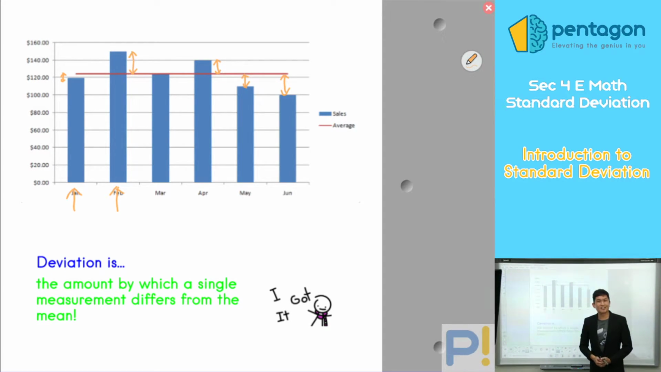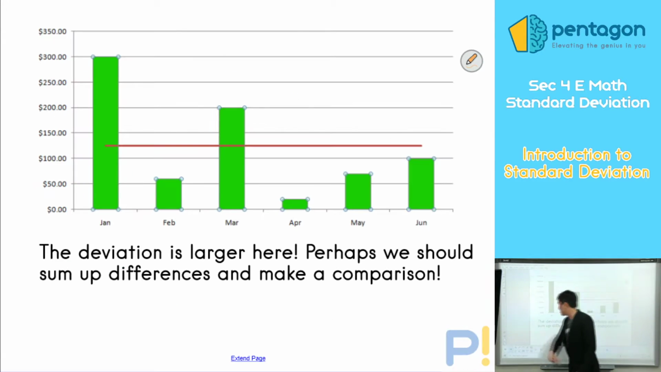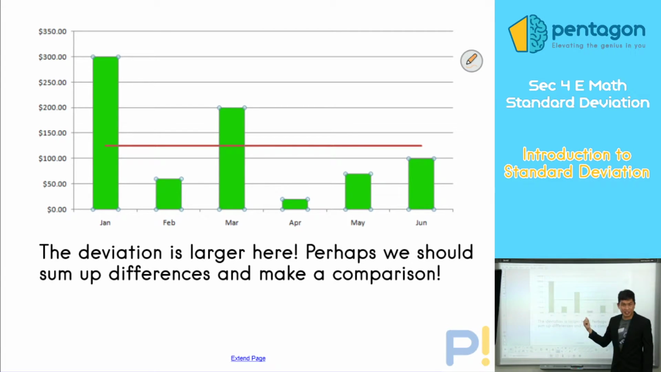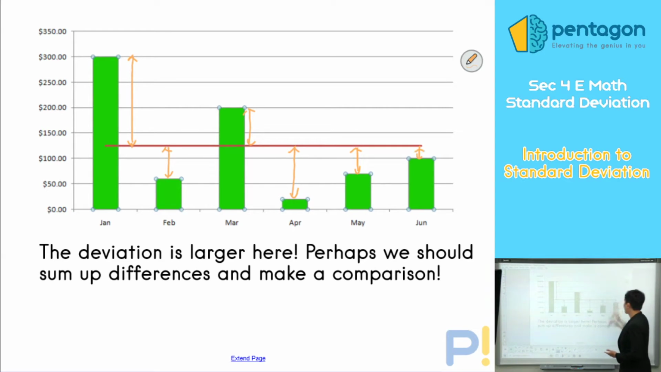Now, let me ask you a question. Is this deviation considered huge or small? That's a good question. The answer is, it depends. It depends on what you're comparing with. If you're comparing with this green graph over here, then the green graph has a larger deviation. You can see it straight away. The distance between the top of the bar and the red line is so much bigger than the blue one. So we definitely can feel that the deviation is larger for the green graph.